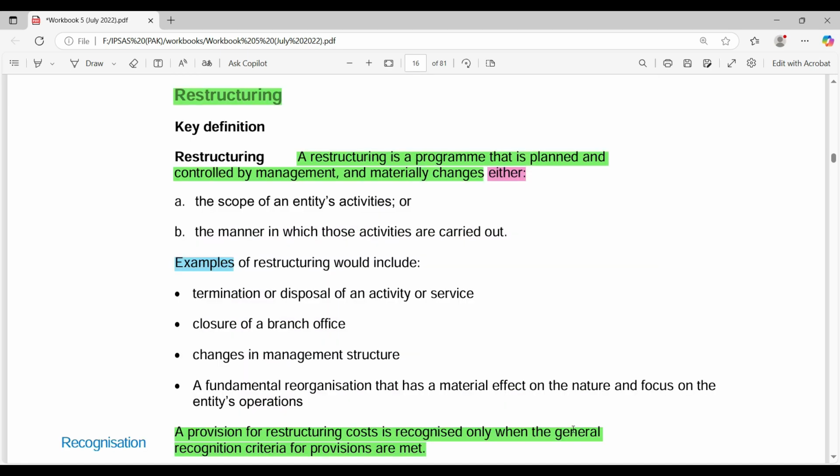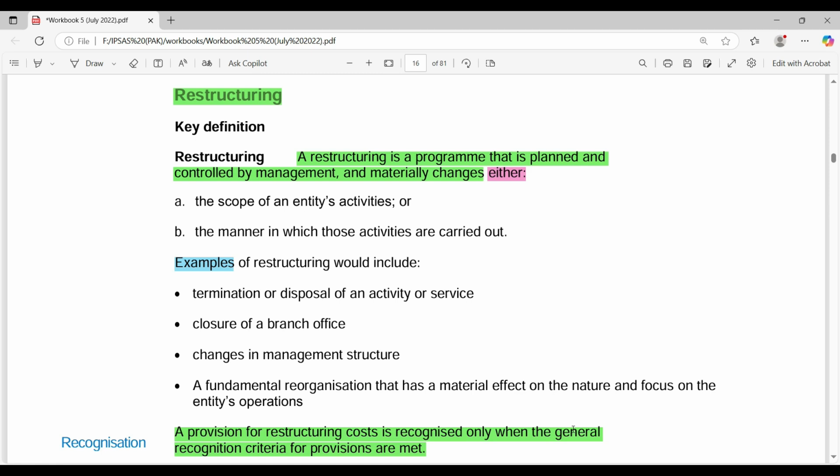Restructuring. Again, the question is why we are studying restructuring here. In the cases of restructuring, you also need to make a provision in the financial statement. What is restructuring? Key definitions. A restructuring is a program that is planned and controlled by management and materially changes the scope of activities. When, through any management decision, the scope of the entity's activity changes, it means that restructuring occurs. Or when the manner in which those activities are carried out is changed, it means that restructuring occurs.